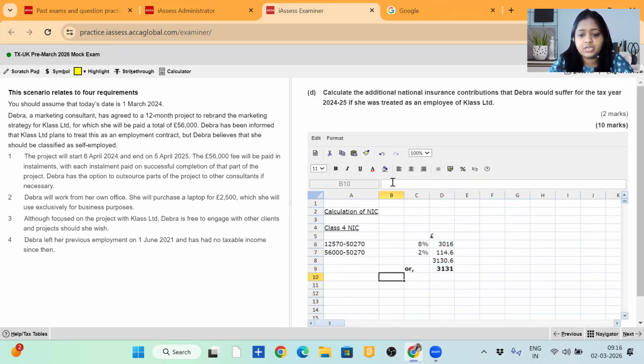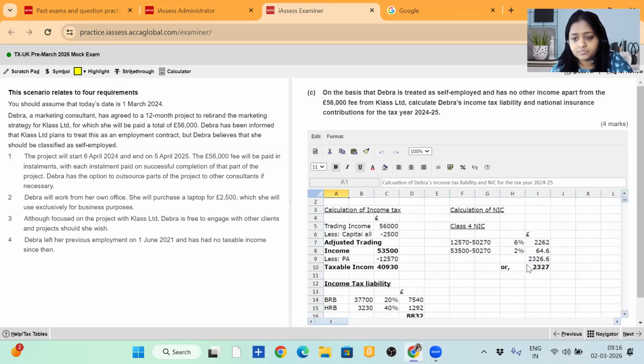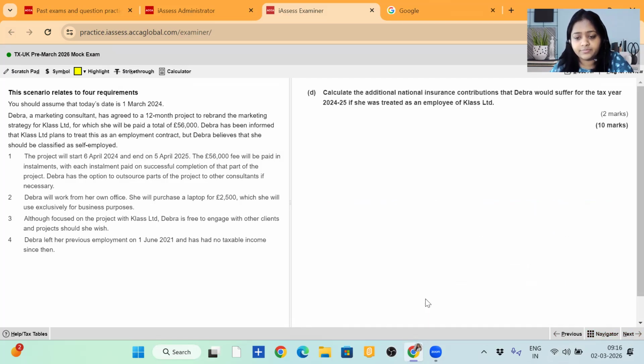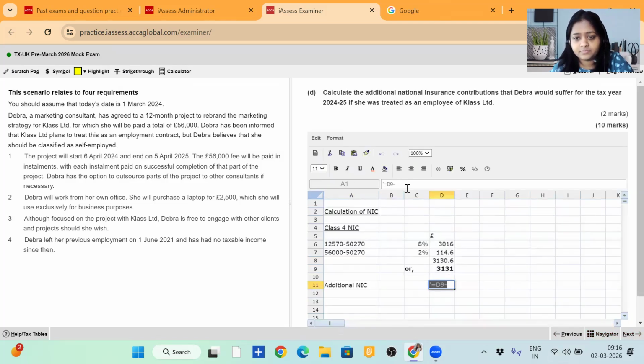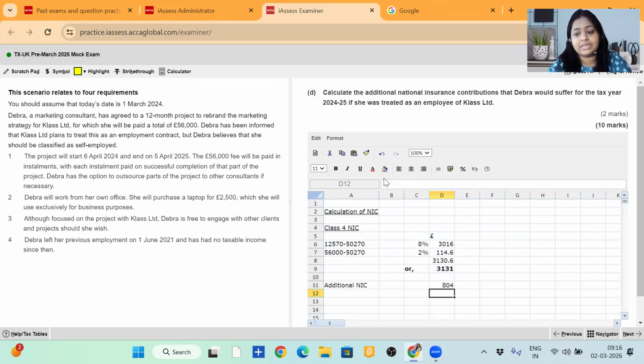So what is the additional NIC? Because the question doesn't end here, I ask for additional NIC. So the additional NIC would be this minus, what was the last one? 2327. Okay, so you have an additional NIC of 804. Done. You are done with your 10 marker.